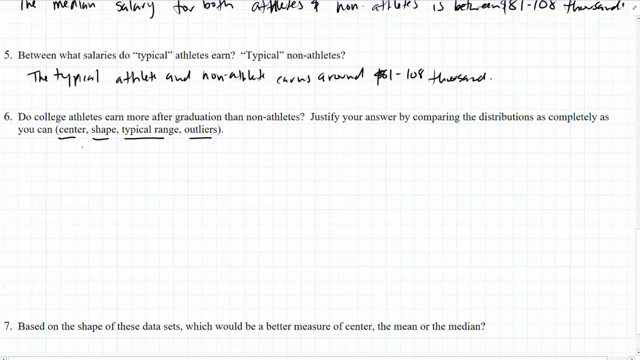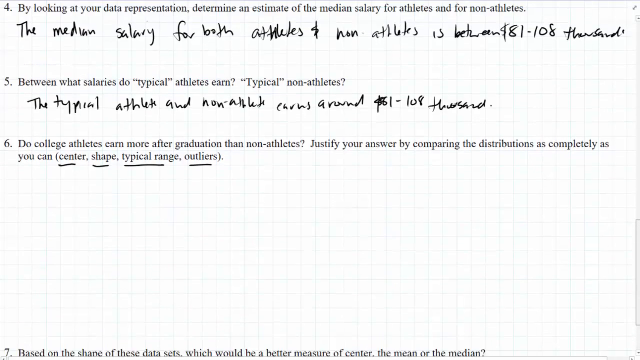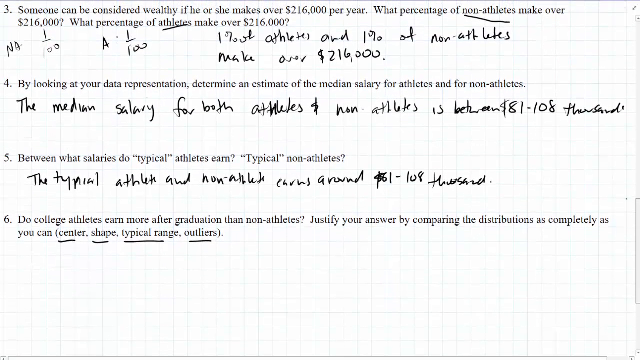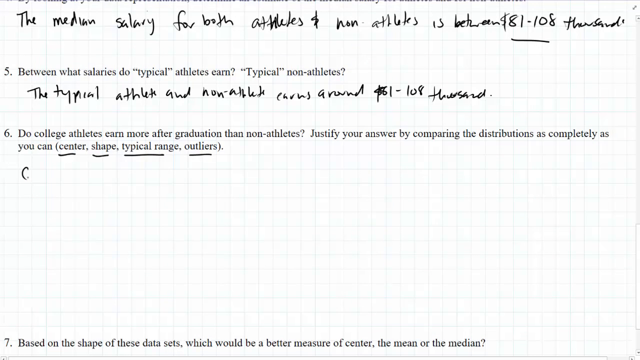As far as center goes, let's take a look at the center again. The center means mean or median. So we figured that the center, the median salary, is between 81 and 108,000, and that's going to be roughly, we'll just put in the low end, roughly $90,000.